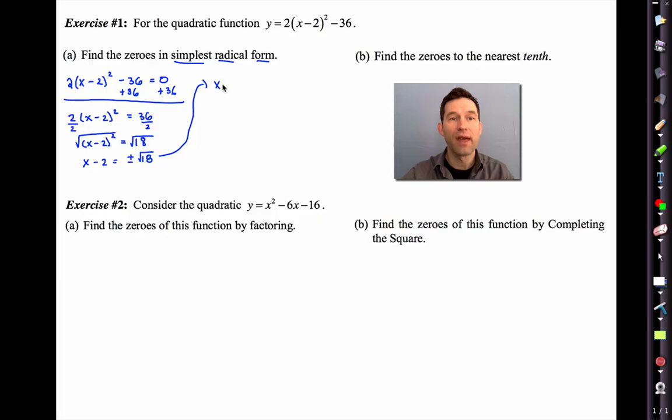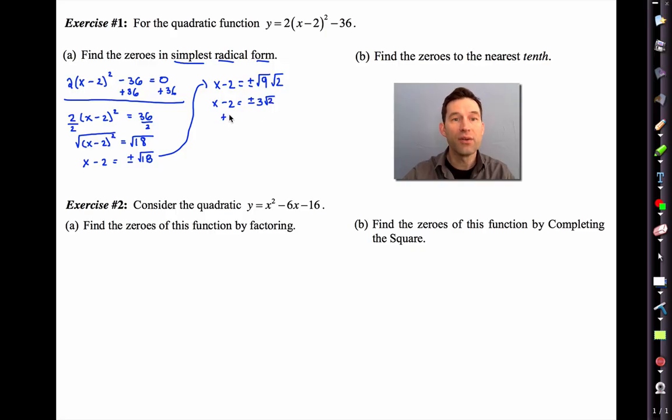But I'm going to change this into x minus 2 equals plus or minus the square root of 18. Remember how we simplify a radical. We find the largest perfect square that goes into the radicand, the number underneath the square root, and that's going to be 9. And now I can take the square root of 9, leave that plus minus there. I get plus or minus 3 times root 2.